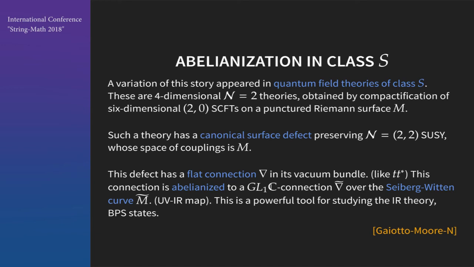To connect this with quantum field theory a little bit, let's just say, I'm short on time. In quantum field theories of class S, flat connections canonically arise. They arise because you study a surface defect that has some parameter. Then it automatically gets a flat connection in its vacuum bundle. And that flat connection comes automatically with this kind of Abelianization. It gets Abelianized to a GL1 connection over the Seiberg-Witten curve, essentially just by going from the UV description to the IR description. So this notion of Abelianization arises automatically in these theories of class S, Abelianization over 2-manifolds.